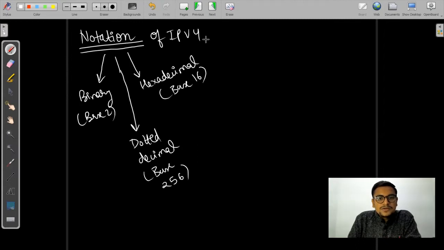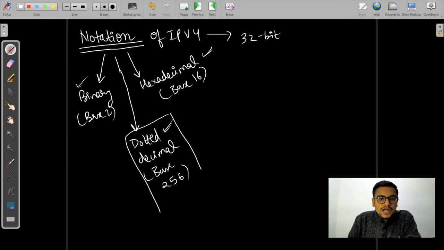Like I told you, an IPv4 address is a 32-bit address. Now we will see the different notations which we have: binary, dotted decimal and hexadecimal. How are we going to represent our IPv4 address in each one of them? Let us begin with the base. And out of these three, let me tell you, dotted decimal is the most widely used, more than binary and hexadecimal. First of all, we'll see the binary notation.